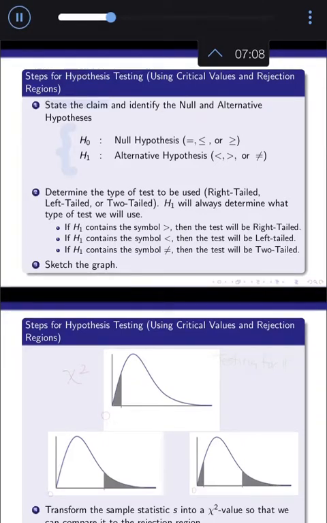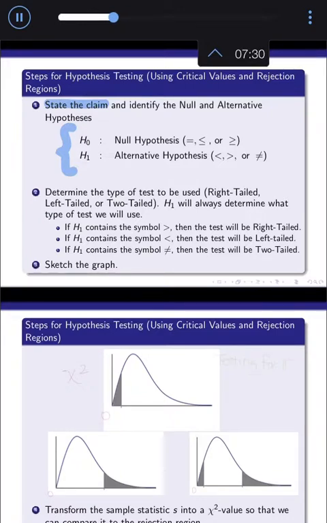Now we're also going to use our critical values / rejection regions approach, which, remember, starts out the same way. You still do the same thing. You still start out by identifying your claim, figuring out your H0 and your H1, figuring out if you have a right-tailed, two-tailed, or left-tailed.